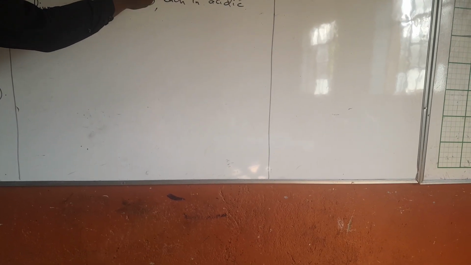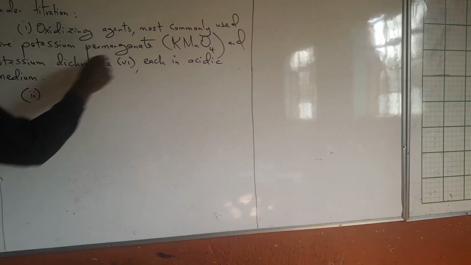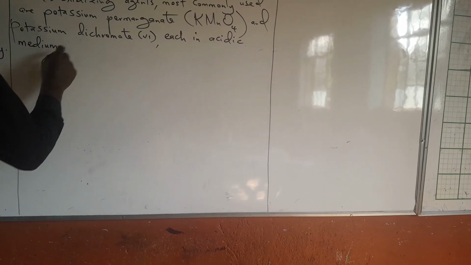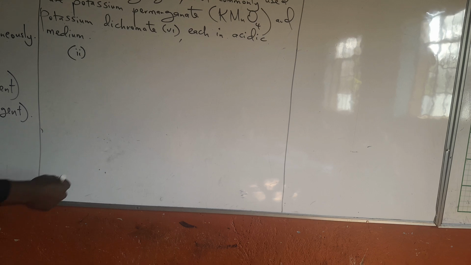Oxidizing agents that are used in titration include potassium permanganate or potassium dichromate(VI), and I've written here in acidic medium, and I'm going to explain what that one means. Okay?